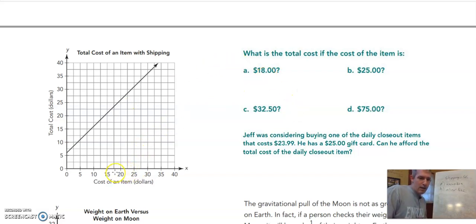All right, $18. If our cost of item is about $18, which is just barely above this line, I think I went a little too far over.